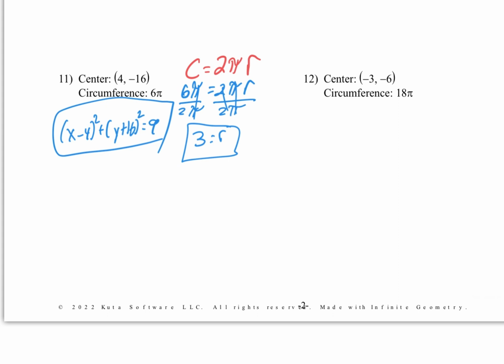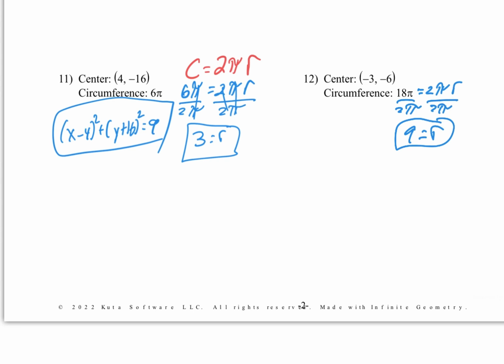The circumference is 18 pi. So 18 pi equals 2 pi r. Could you just do that the easy way? Or just like 18 divided by 2 is 9, and then it'd be 81. If you figured that out in your head, yes, use it, because it's right.